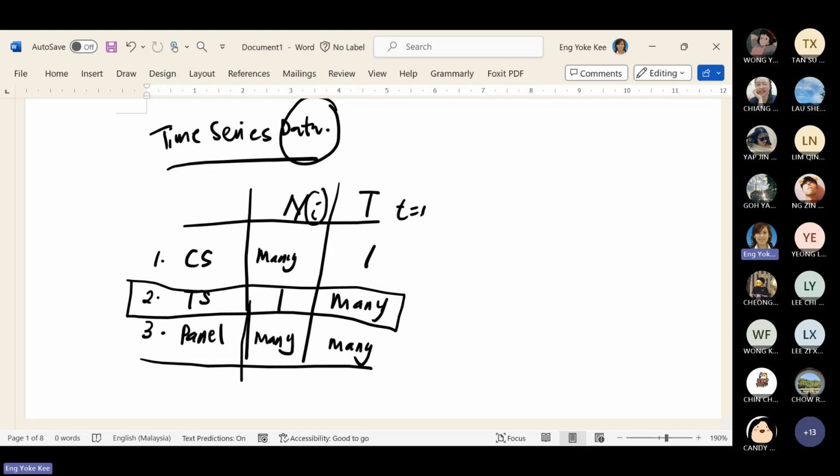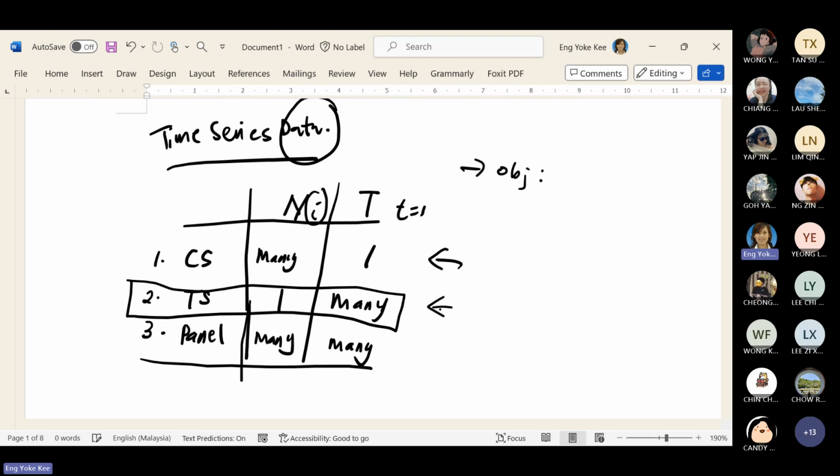Now let's say, for example, I want to examine how firms respond to an interest rate announcement. Once the central bank announces a drop in the interest rate, how will firms behave? If my objective is to investigate how everyone behaves at that particular moment, then cross-sectional data will be more relevant.